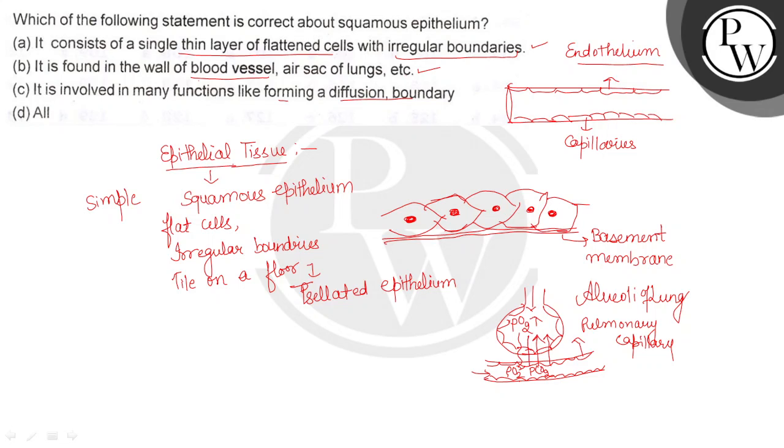So here the exchange of gases is occurring through this membrane, which is composed of the epithelium of the alveoli, then the basement membrane, and then the endothelium of blood vessel. So this is forming the diffusion boundary. So this one is true. So all the given three options are correct. So the right answer of this question will be option D. It means all. So here D is the right answer. All the best.